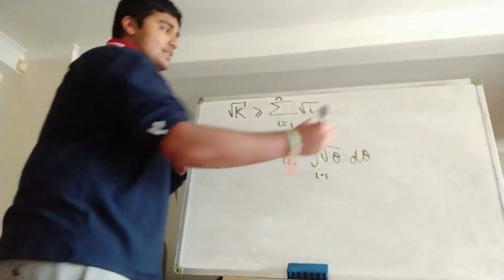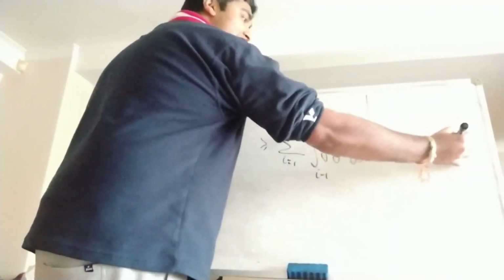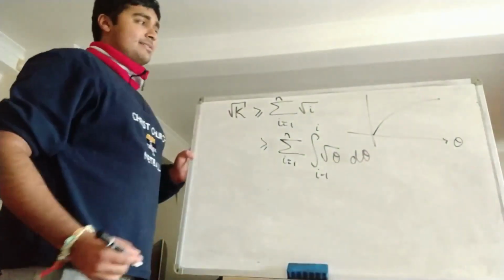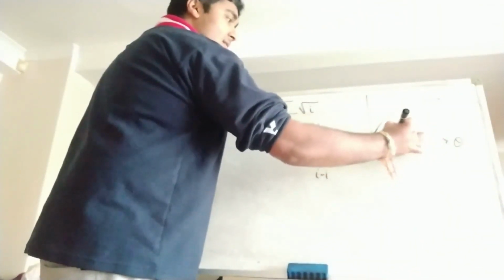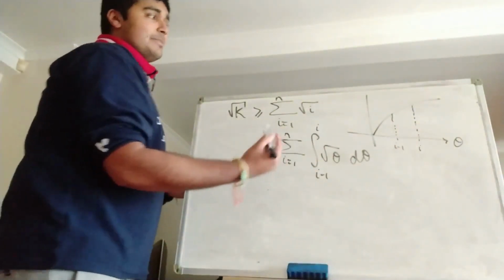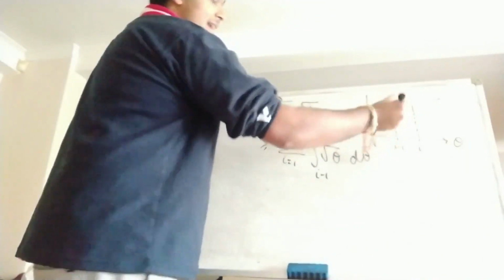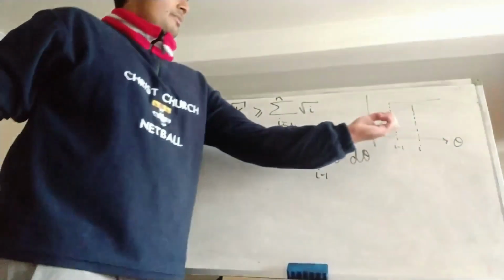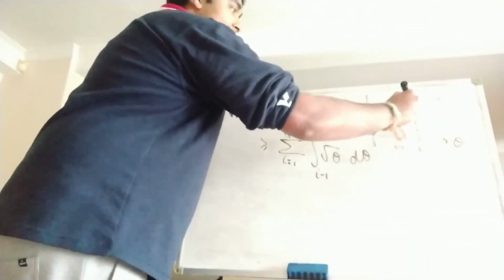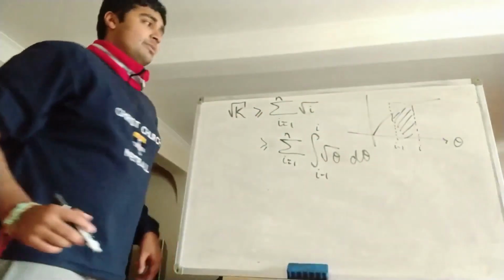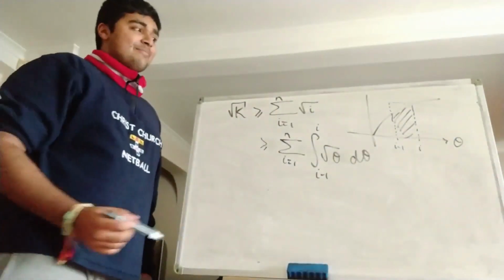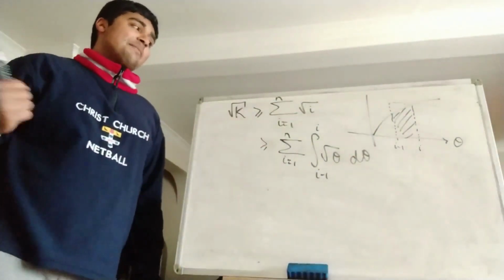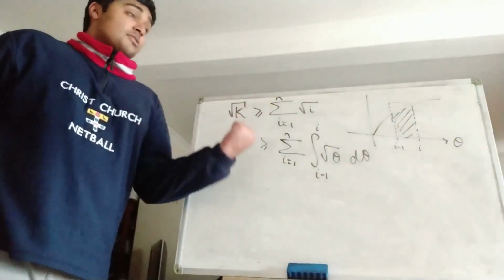One way of seeing this is if we sketch a graph, make this our theta axis and sketch on this the square root of theta. Notice that between i minus 1 and i, the area under the curve is just this thing here. But this is going to be less than or equal to the area of this rectangle. The area of the whole rectangle is simply 1 times the square root of i, so it's the square root of i. And this area under the curve is simply the integral from i minus 1 to i of the square root of theta d theta. So this inequality holds.